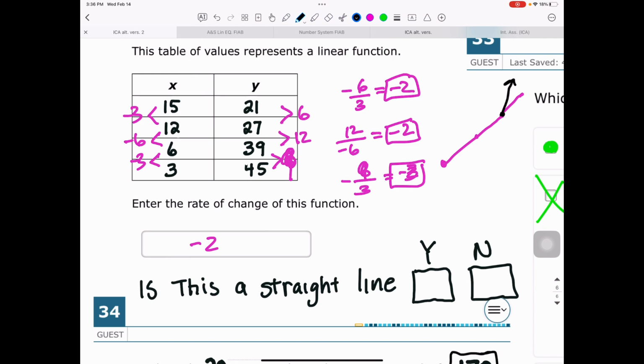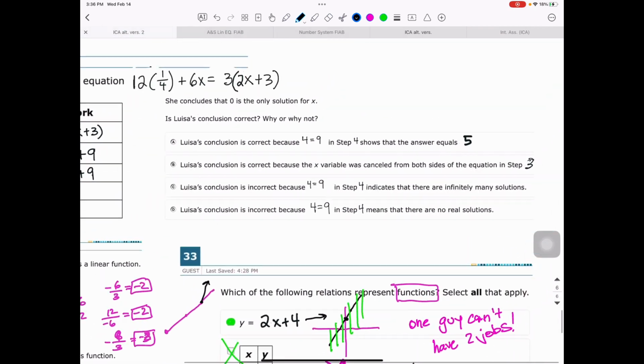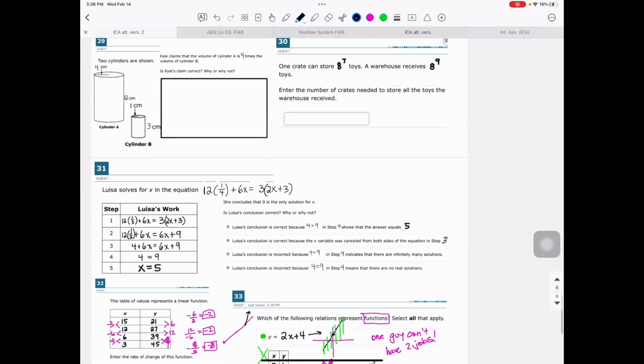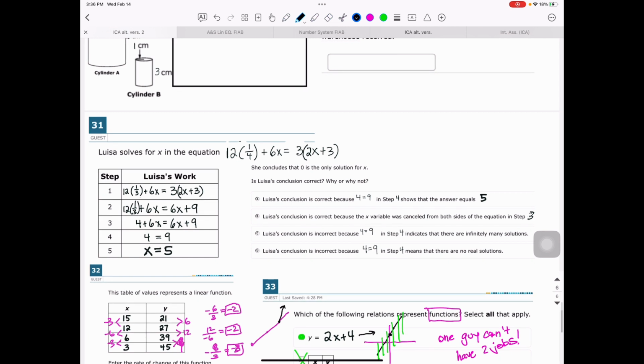Okay, so is this a straight line? Yes, it is. Okay. Let's see. Ooh, long problem. 31. All right, Louisa solves the equation for x. She concludes that 5, this was supposed to be 5, is the only solution for x. Is she right?